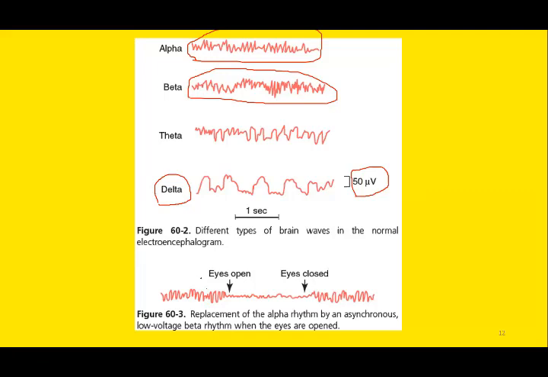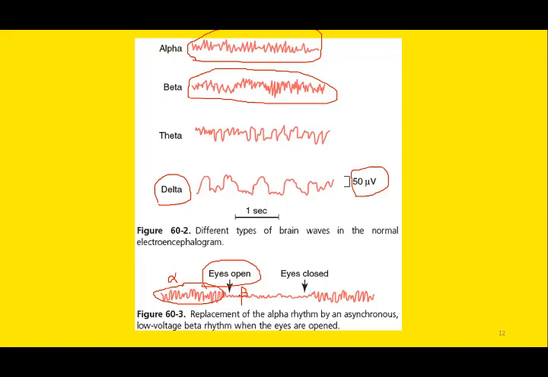Here you can see, as soon as you open your eyes, this alpha wave pattern, this is the alpha wave pattern. This pattern is rhythmic, synchronized, and of larger voltage. This alpha wave pattern is instantaneously replaced by the low amplitude desynchronized beta wave pattern.